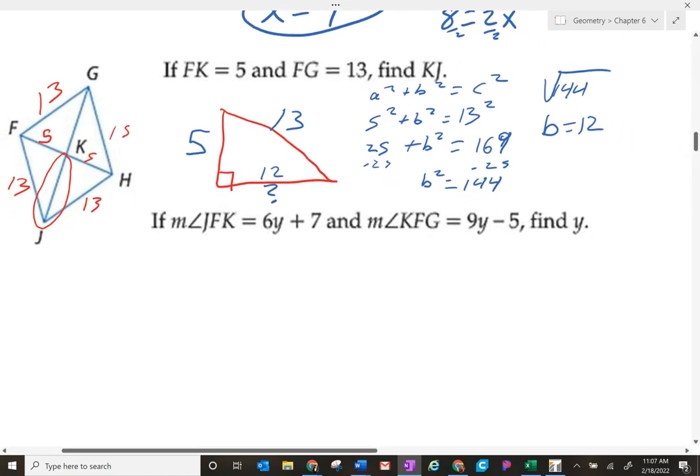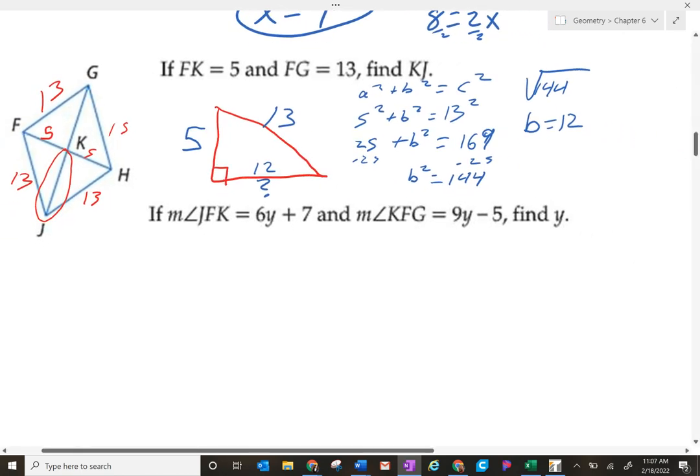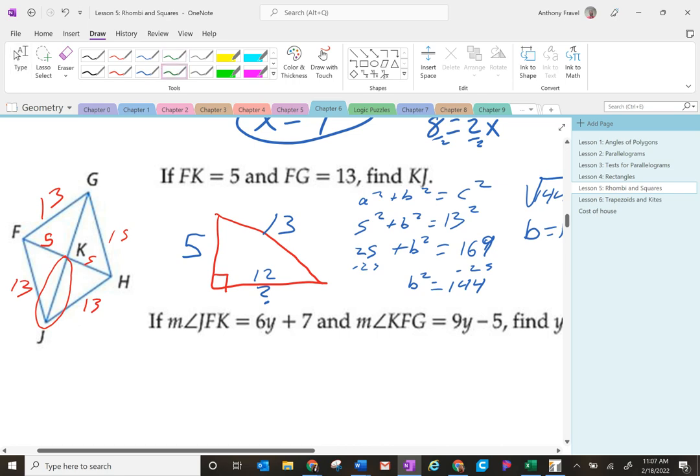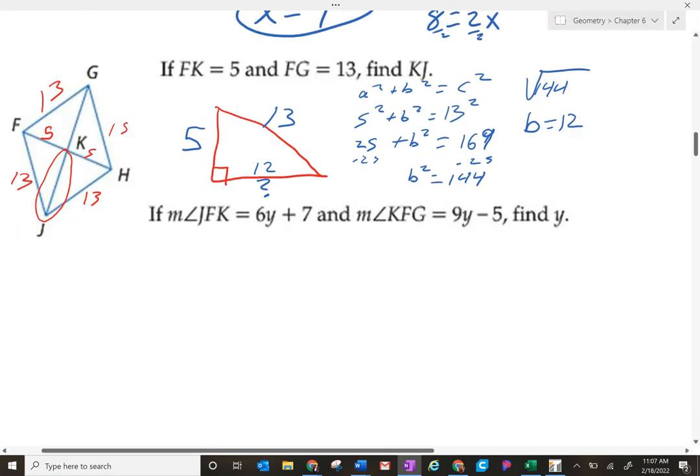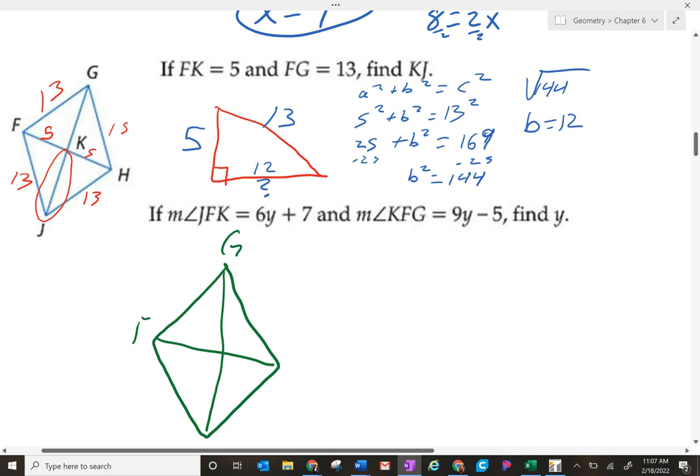Okay, same thing, I'm going to do this one again. I'm going to draw the shape one more time. I'm not going to use the fancy tool just because I can do it a little bit quicker, even though it doesn't look as pretty. Here's a G, here's an F, here's a J, here's an H, and there's a K right there.